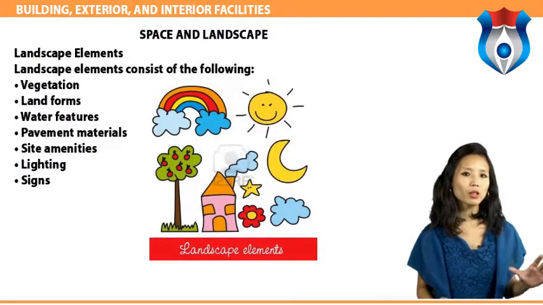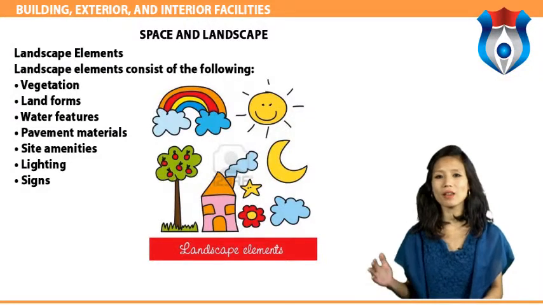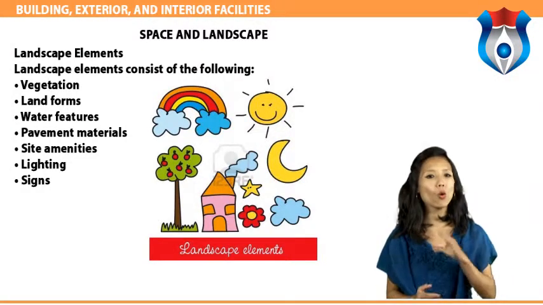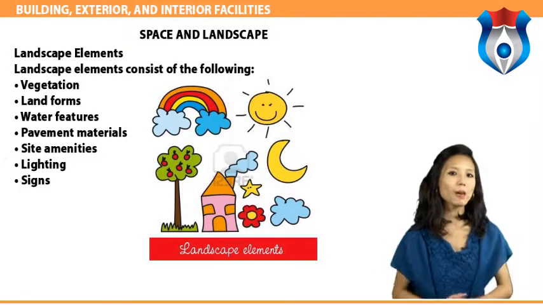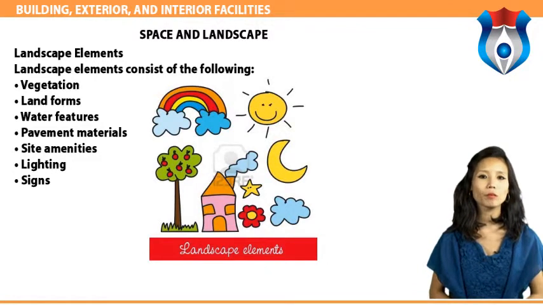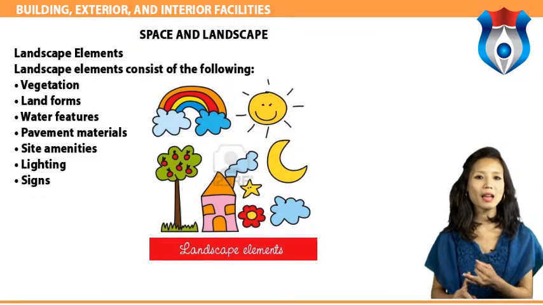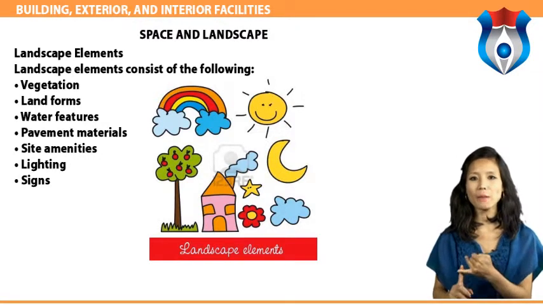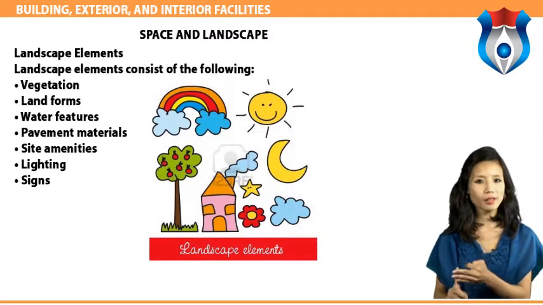Landscape elements. The coordination and effective use of landscape elements contribute to the overall success of the design. Landscape elements consist of the following: vegetation, landforms, water features, pavement materials, site amenities, lighting, and signs.